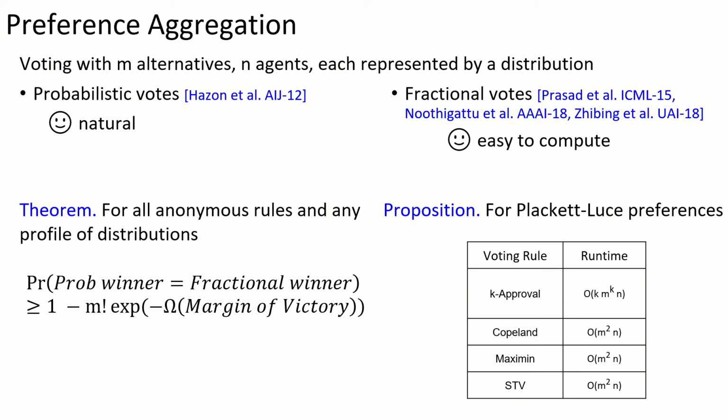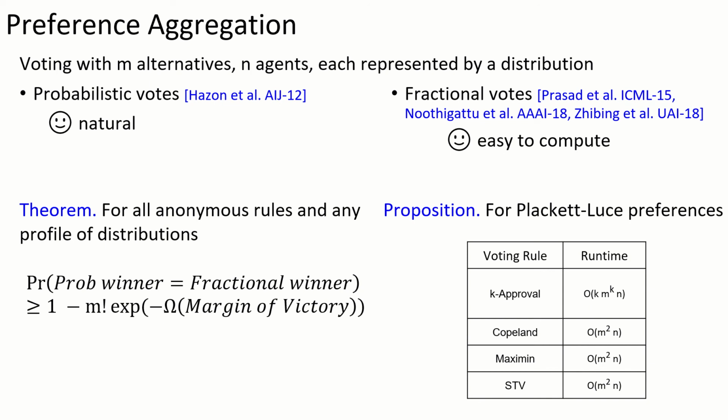On the other hand, converting the distributions to fractional votes allows for efficient computation. For example, if an agent has 1/3 probability of voting for alternative A and 2/3 probability of voting for alternative B, in fractional profiles we consider that as 1/3 votes for A and 2/3 votes for B. Then it becomes easy to compute for a multitude of different voting rules, and we have polynomial time algorithms to compute the winner for many different voting rules.